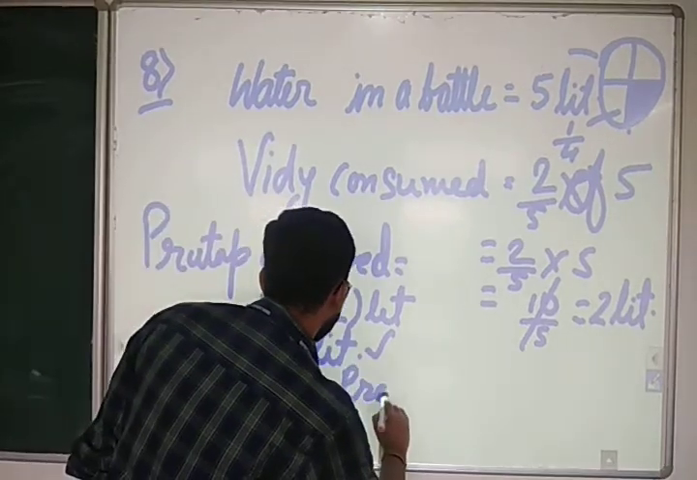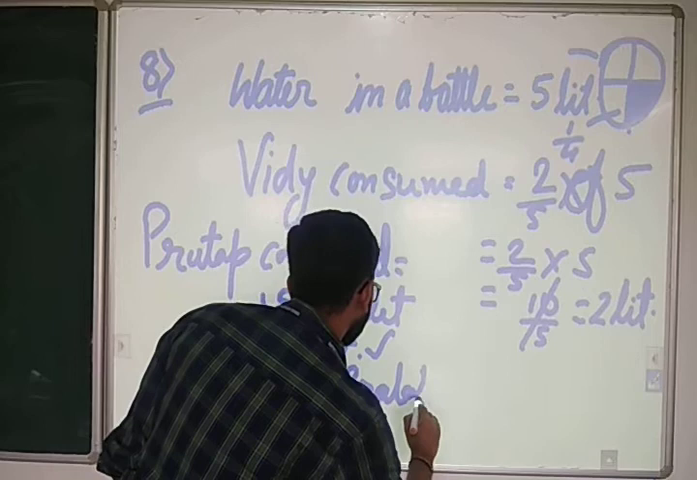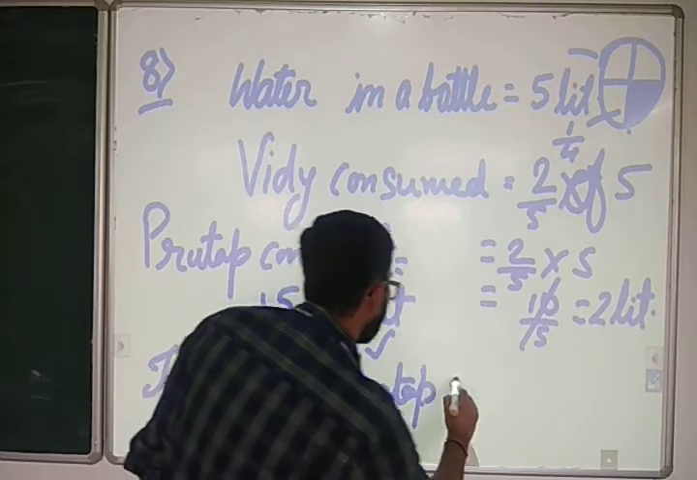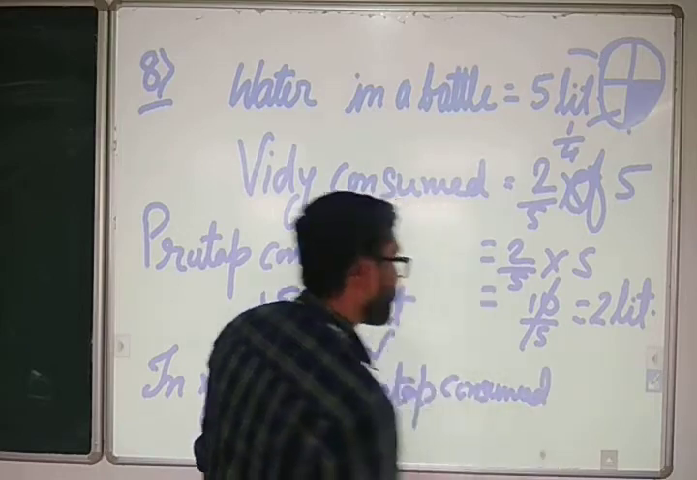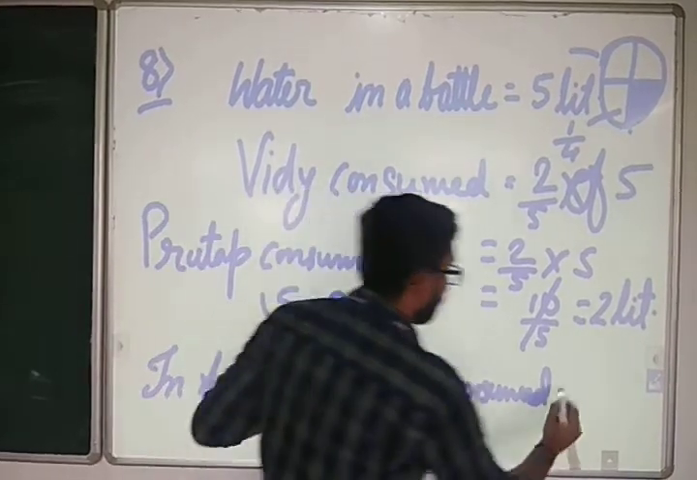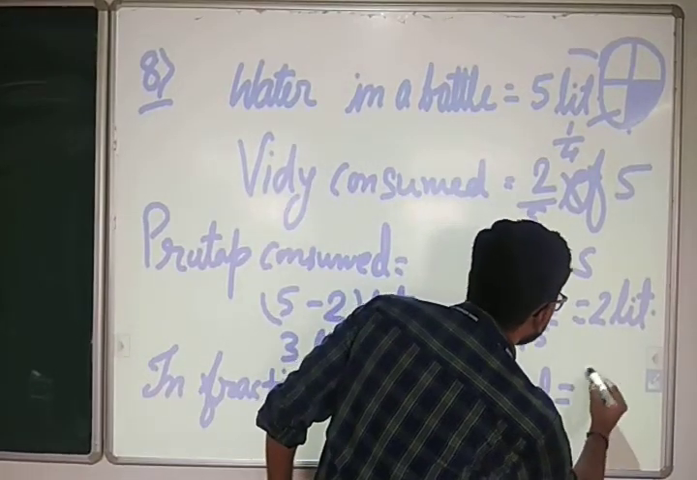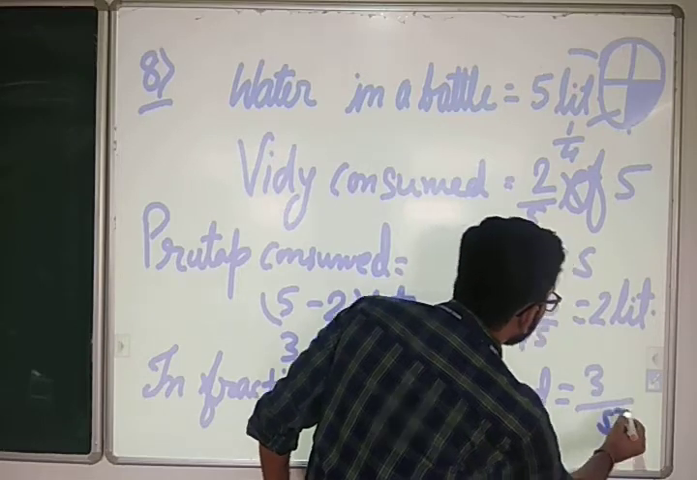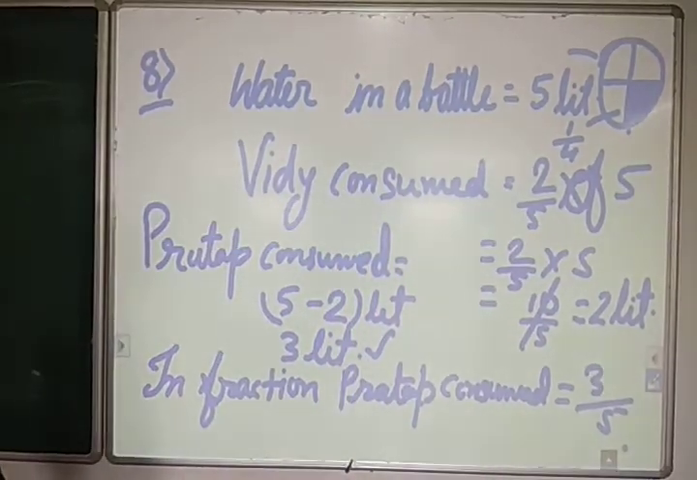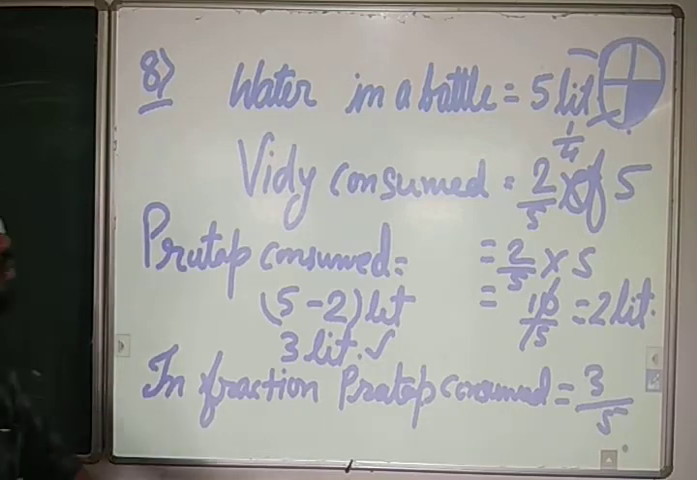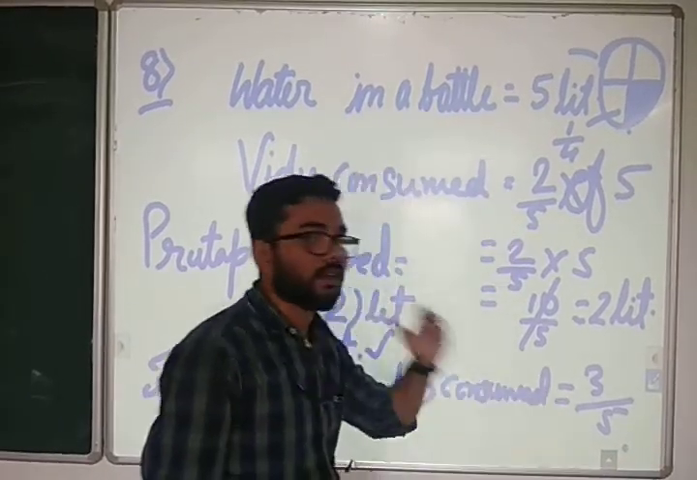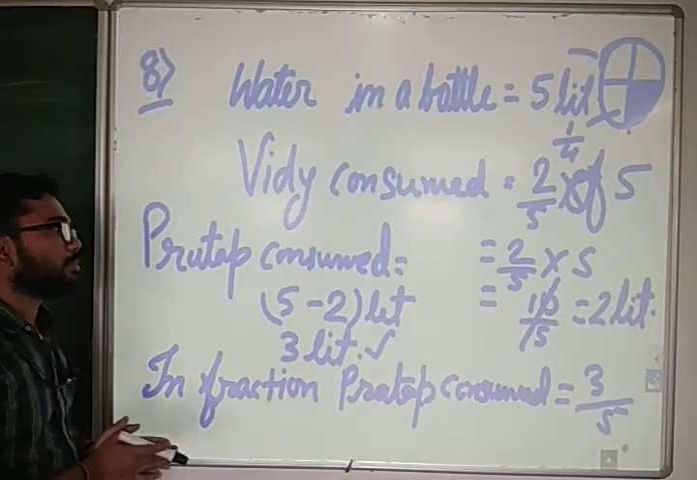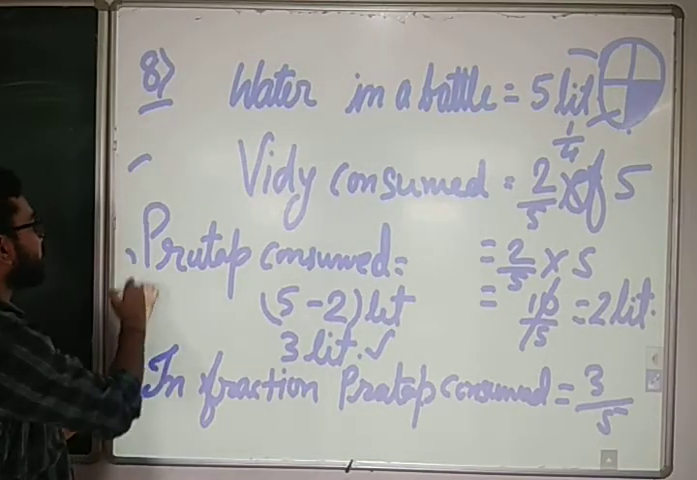Pratap consumed is equal to what? So how much water did he consume? 3 liter out of a total of 5. So 3 upon 5 liter water was consumed by Pratap. So 2 upon 5 liter water was consumed by Vidya and 3 upon 5 liter water was consumed by Pratap. So in this way you can solve this question.